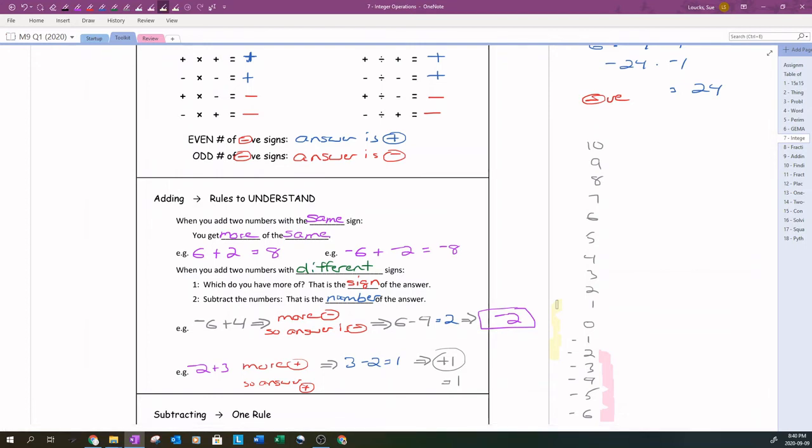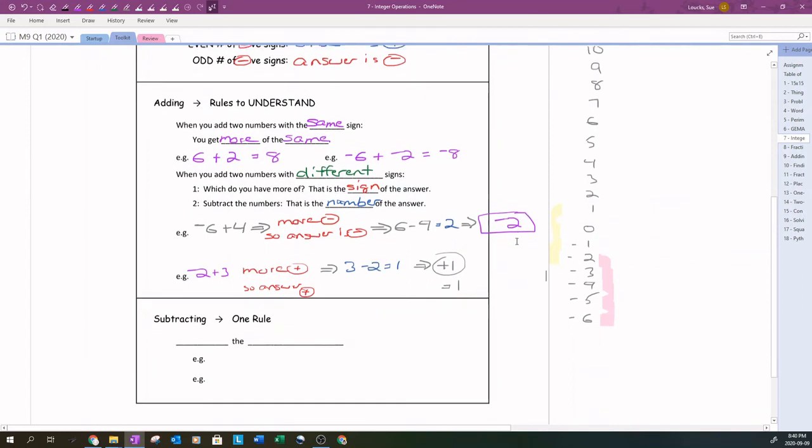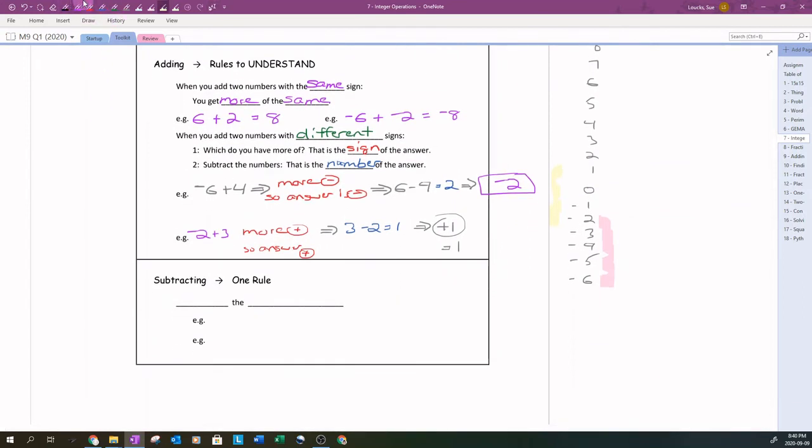Okay? Then for subtracting, there's one rule for subtracting. If it helps, and I'm going to write that down because this is an if it helps. If you already get how to subtract positive and negative numbers, just keep doing what you're doing. But if you're having trouble with it, then this is good. Okay, and that is you're going to add the opposite.